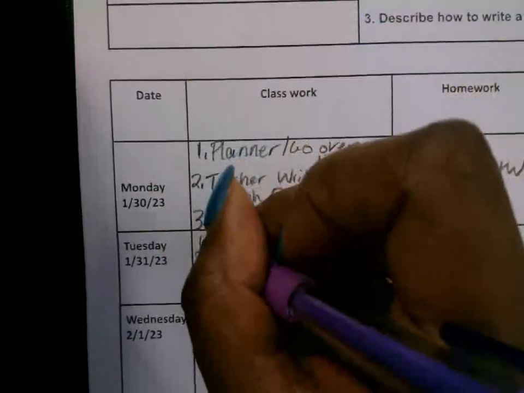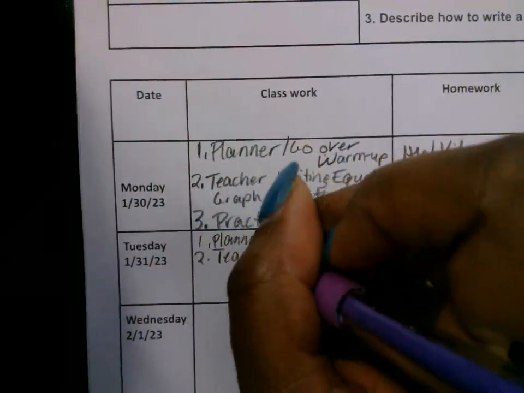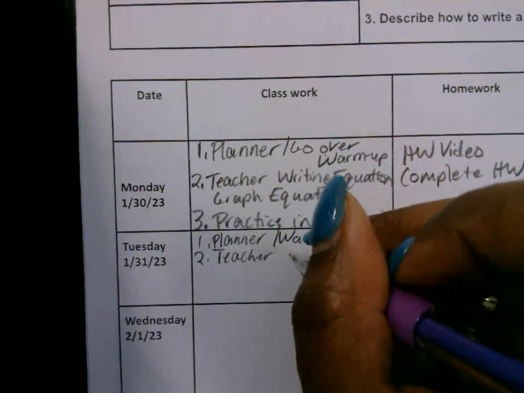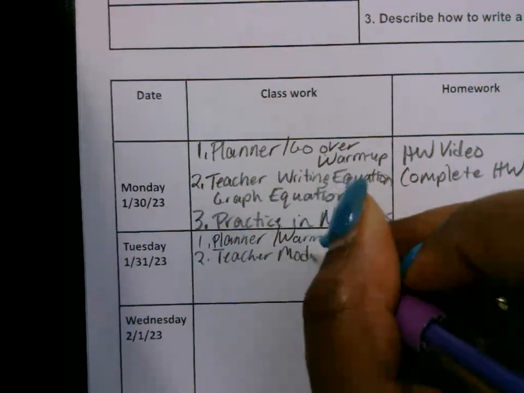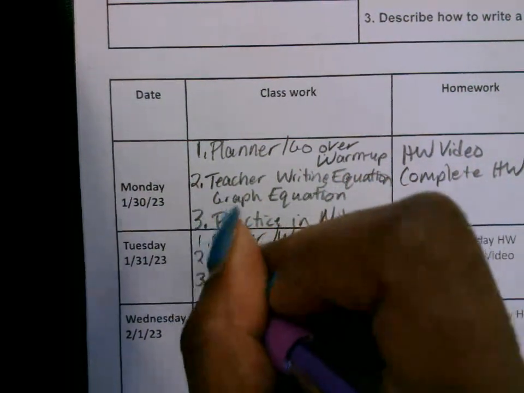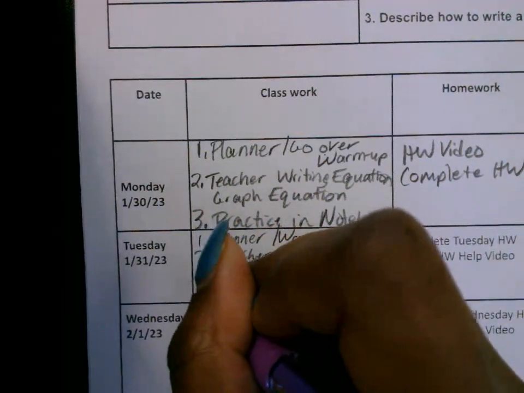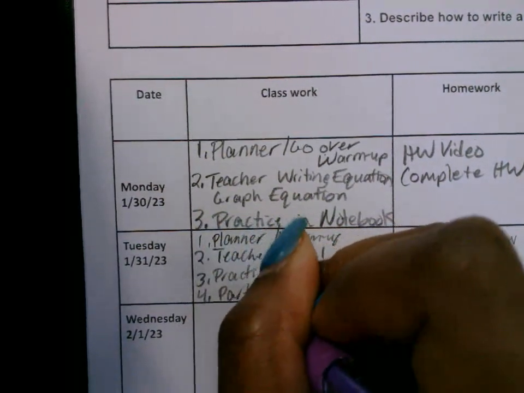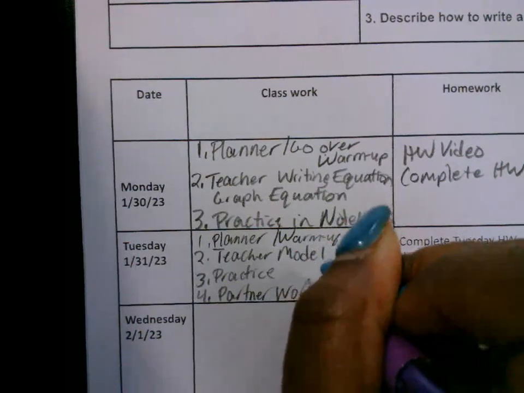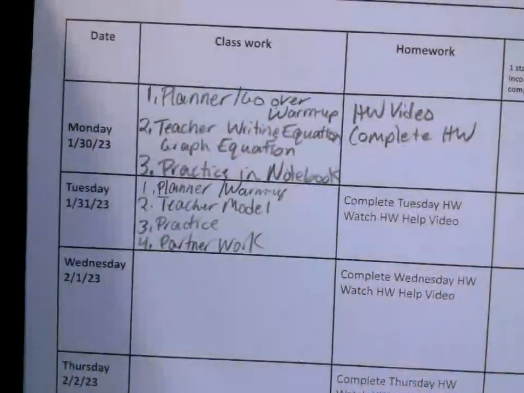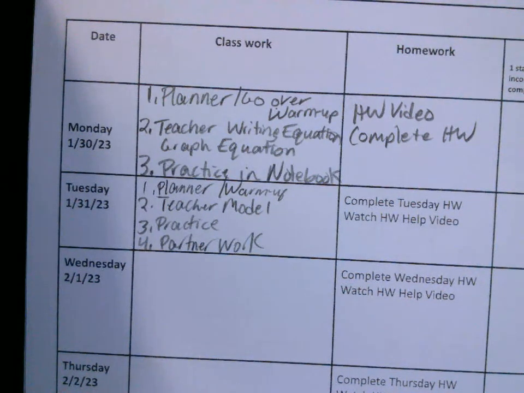I'm going to model writing equations and graphing. I'm going to model that and we're going to practice it. We're also going to do some partner work. The homework help video will go out at 2. And remind, the homework help video is also on Canvas.